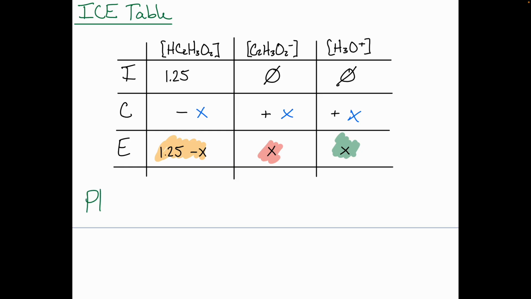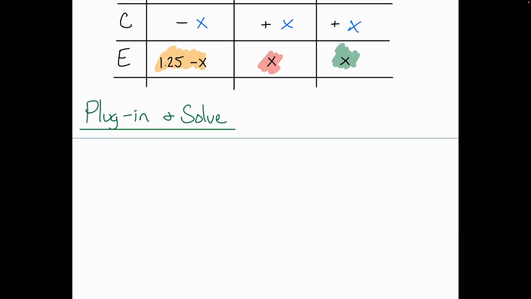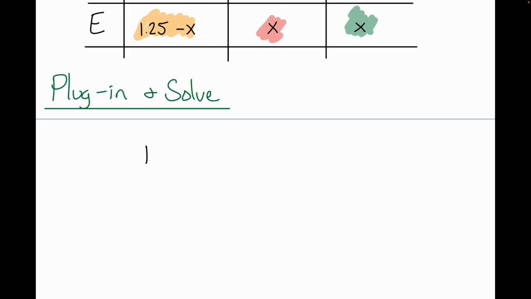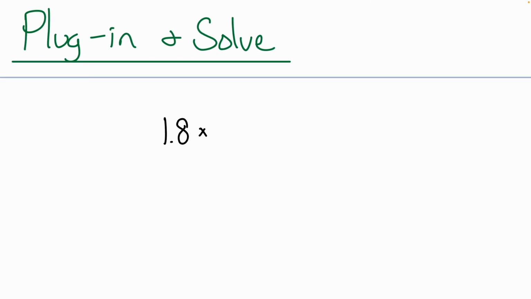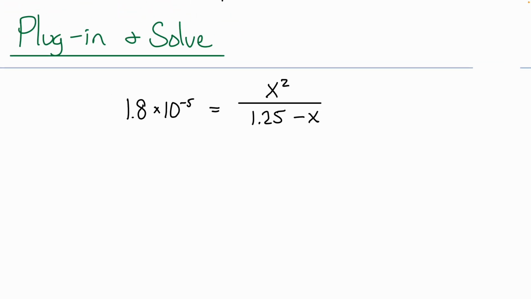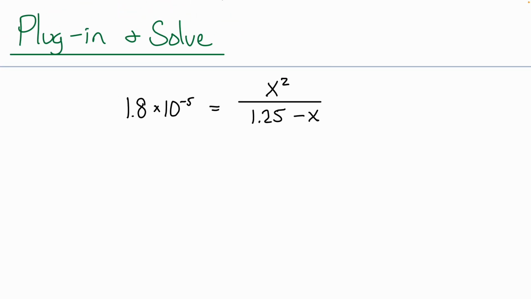All right, so at this step, we're going to plug in and solve. We get that 1.8 times 10 to the negative 5 equals X squared over 1.25 minus X. We had two different ways to do it. One was using our fancy calculator to get the real value of X using that solve feature. The other one, which I'm going to use here, was that small x approximation.